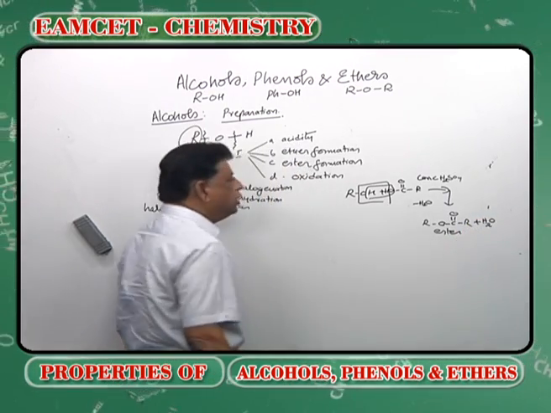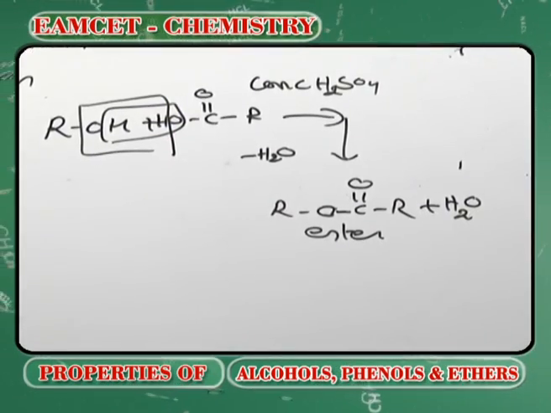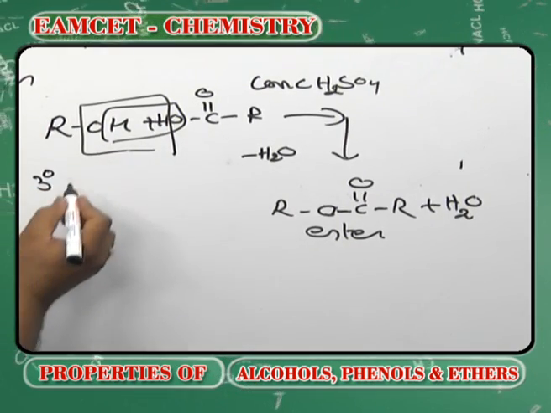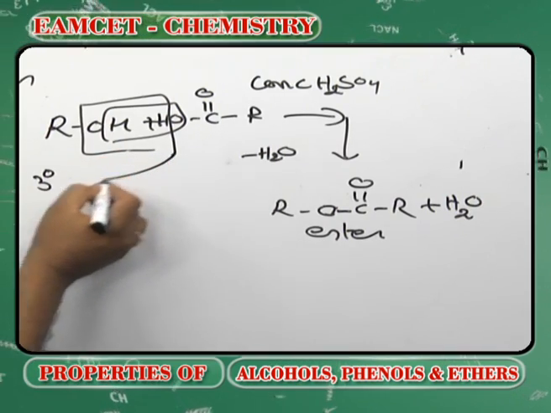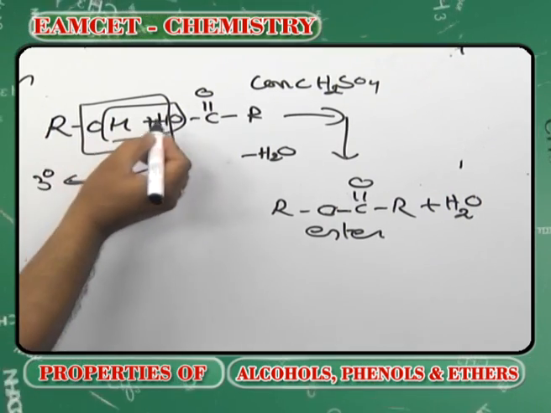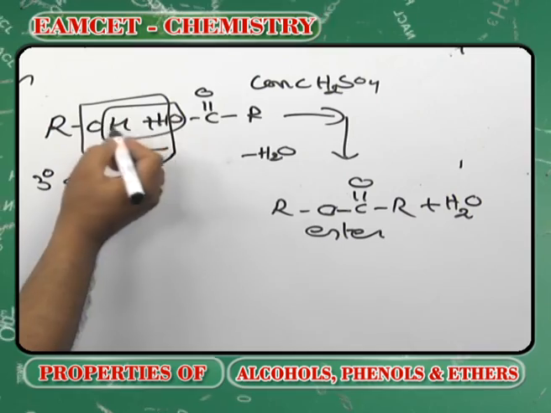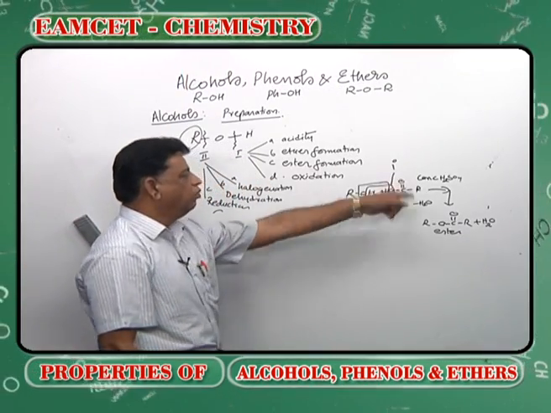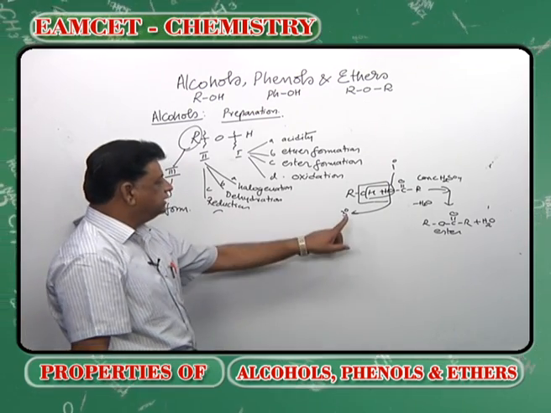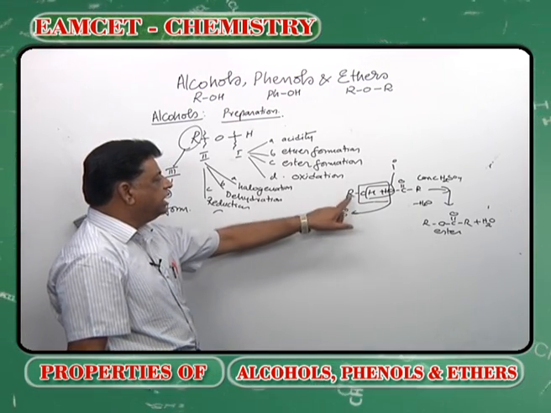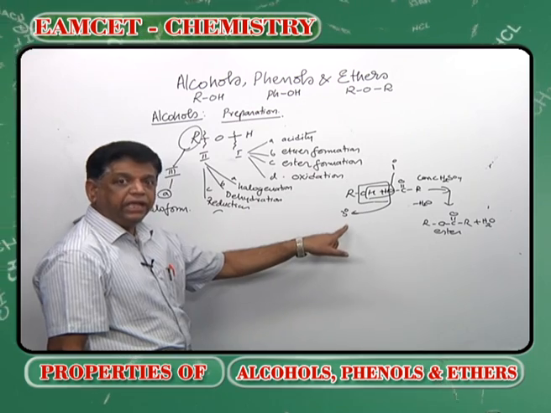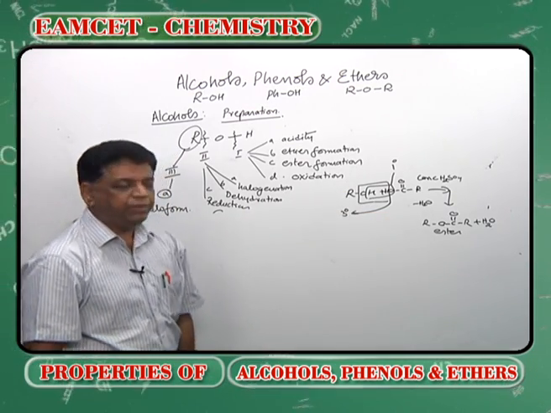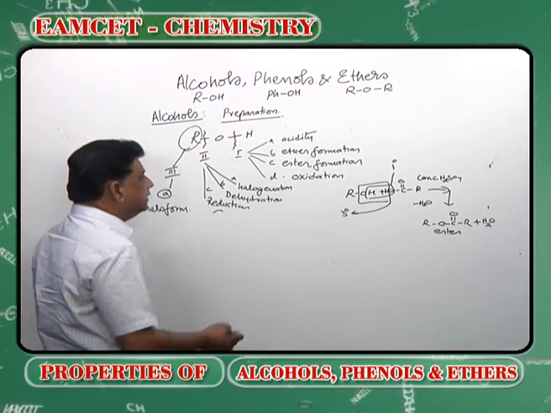Now the question is which OH is going out? If the alcohol is 3 degree, the OH of the alcohol is removed: OH from this side, H from that side. If the alcohol is 1 degree, H from the alcohol and OH from the acid is removed. Because if a 3 degree alcohol is taken and OH is removed, a 3 degree carbocation comes, which is a stabilized one. Therefore, mechanisms may also be asked as a question.